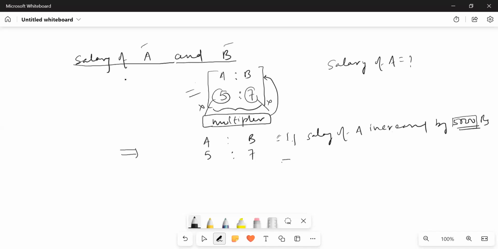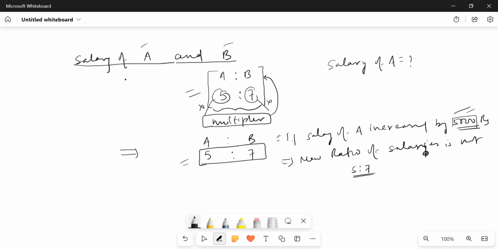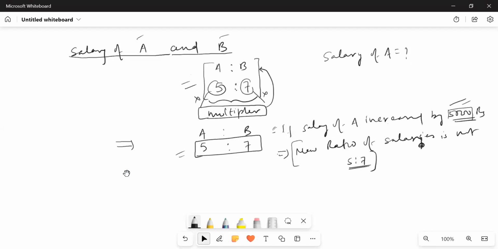then we are quite sure the new ratio of salaries, I said, will not be 5:7. This will be a new ratio because there is a change in A's salary, so of course we cannot keep the same ratio. The salary is not 5:7, that's for sure. But can we calculate the new ratio with this information?